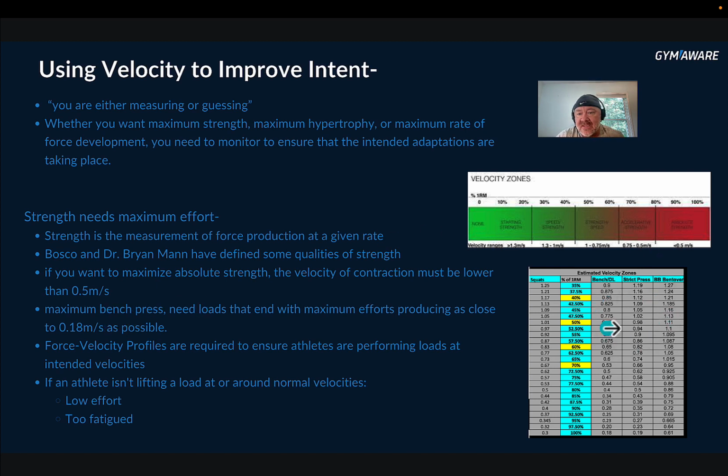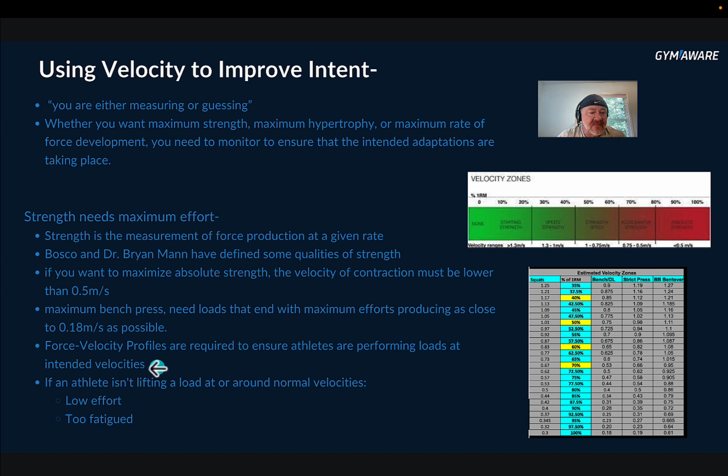Over here are some specific estimated velocity zones for squats, benches, strict presses, and barbell bent over rows. These are based on my athletes. If you want to test your own, this at least gives you an idea where to start.